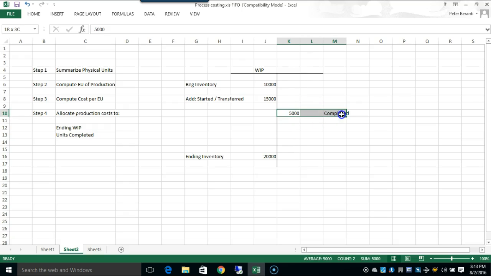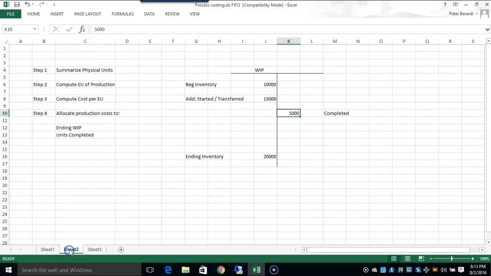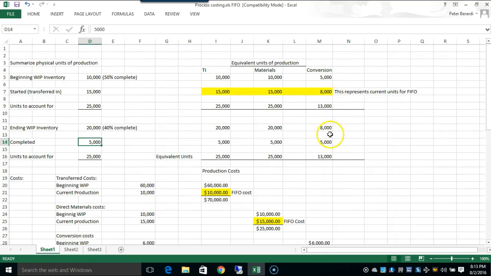Just so you know, this completed credit is your cost of goods manufactured number that goes on your statement of cost of goods manufactured in units. We are also going to do this in dollar terms, so you see that this is actually a cost flow, just like job costing, where you can do T accounts and it balances out.